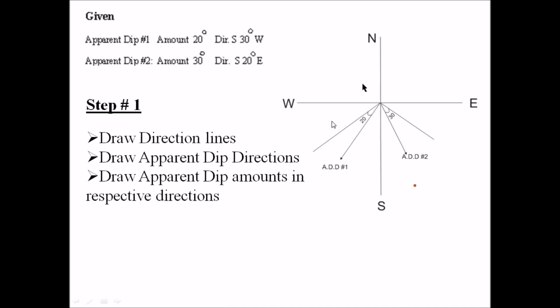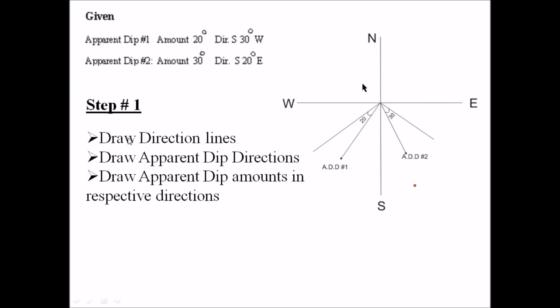So here, what we have done is, we have first of all marked the direction of the true dip. If apparent dip 1 is 30 degrees west of south and apparent dip 2 is 20 degrees east of south, these two directions have been plotted, and in apparent dip 1 the amount of dip is 20 degrees. So we have drawn a line marking the angle of 20 degrees.